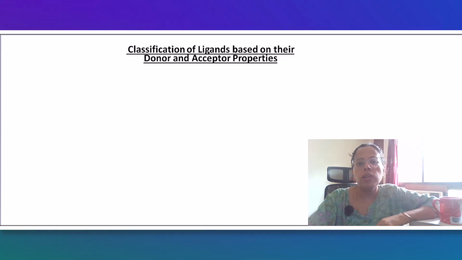So in the second part of the lecture on ligands in coordination chemistry, today we will learn about the ligands which are classified according to their donor and acceptor properties. It's an interesting topic, so let's get started.